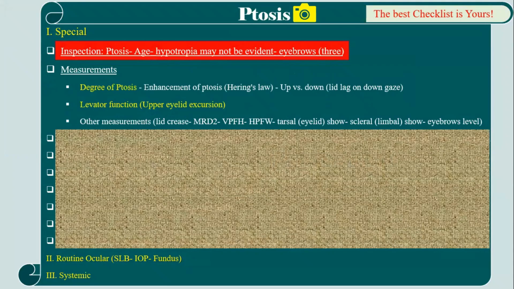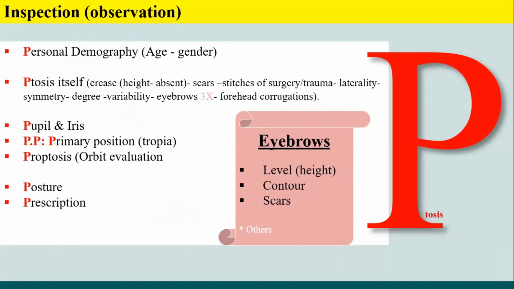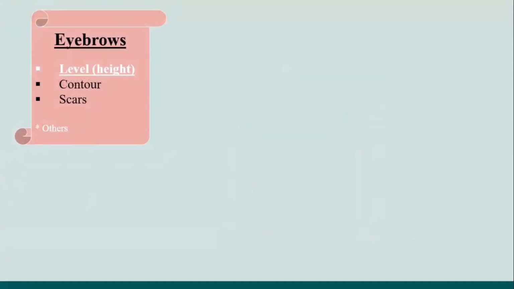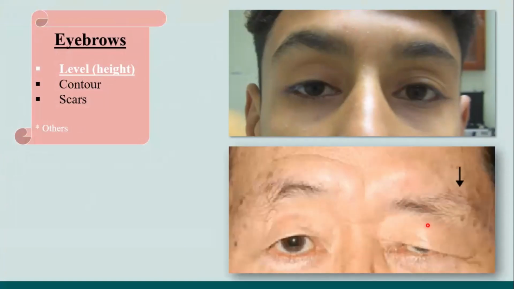So we started by talking about observation or inspection. And don't forget the age of the patient, all right? And we mentioned some points. I focused last time on eyebrows, and I talked about three important points in relevance to ptosis. Number one is the level or the height. So we may have a high eyebrow due to frontalis overaction in order to alleviate the ptosis, or we may have ptosis of the eyebrow, like in cases of Bell's palsy or in general lower motor neuron facial nerve palsy. And this is a cause for pseudoptosis, although it might be associated with true ptosis.